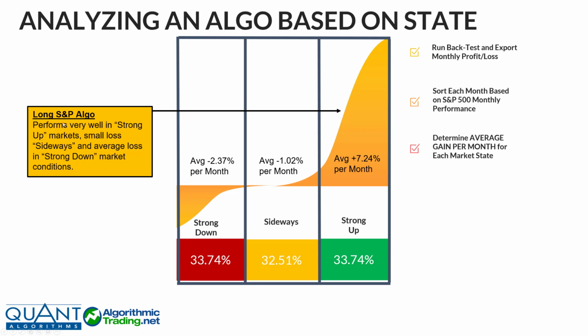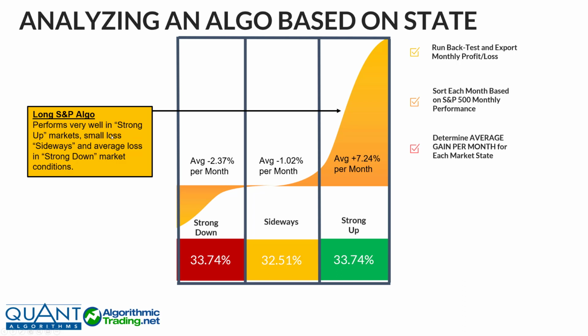Consider that there's this long S&P algorithm that I developed. Okay, and by the way, these are examples. None of this is actually real, although this would be similar to my Momentum ES algo, but these numbers aren't the same. But think about this. You have a long S&P algo, so one that basically buys and holds for a couple days or a couple weeks.